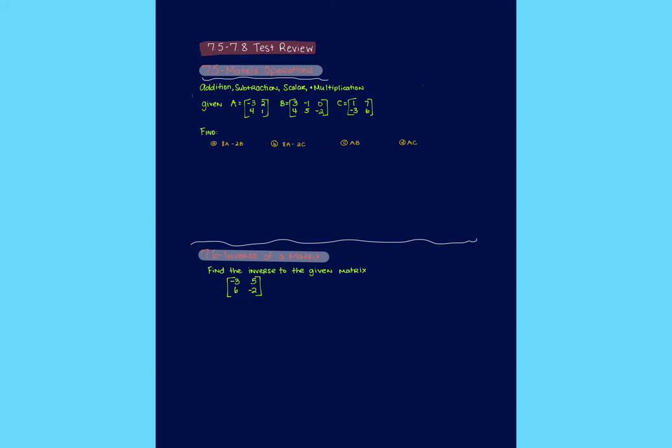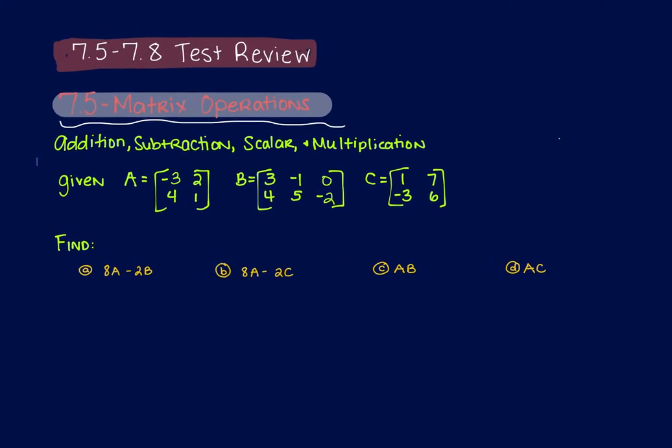So everything that's on your quiz, with the exception of the 3x3 inverse, is basically 7.5, 7.6, and 7.7, that you'll see again, which is this stuff. It's on the module. It says chapter 7.5 to 7.8 review notes. It starts with 7.5, and this was your adding, subtracting, multiplying, and scalar multiple.